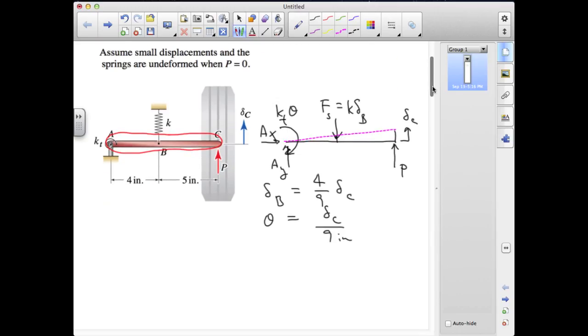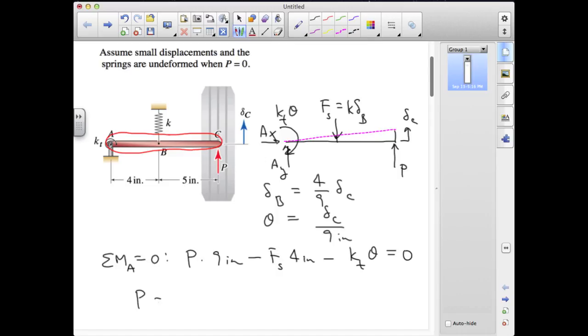Now we can get the relationship that we're seeking by just taking the sum of the moments about A and setting that equal to 0. And here we've got first a counterclockwise or positive contribution from the force applied on the tire, P, through a distance of 9 inches. We have a clockwise contribution from the shock absorber, which is the spring force times the distance between B and A, which is 4 inches. And then we have the restoring moment from the torsional spring, which is the torsional spring constant times theta, is equal to 0. So now we can rearrange this.